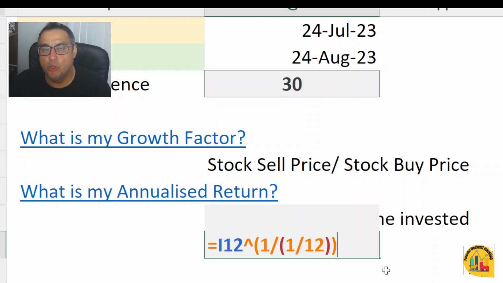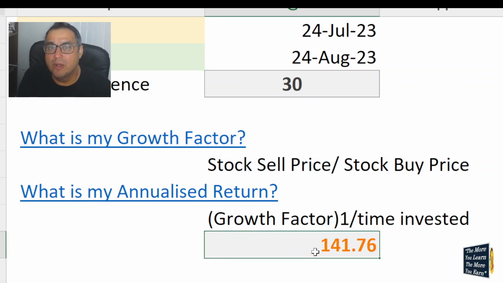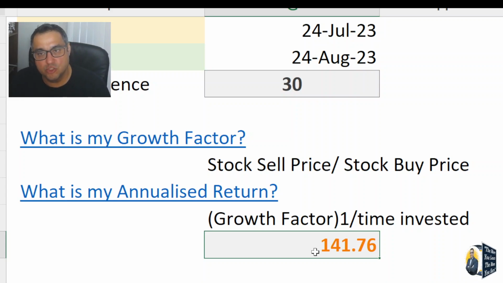So 1 divided by 12, since 1 month was my holding. So 1 divided by, bracket open, 1 divided by 12. Please make this important, because that's how you're going to get the right calculation. So when you do that, you get 141.76%. If I were to hold this particular stock for an entire year and it stays at the same growth factor, that is what it means. But I sold it off, and my annualized gain was 141% for that holding period.